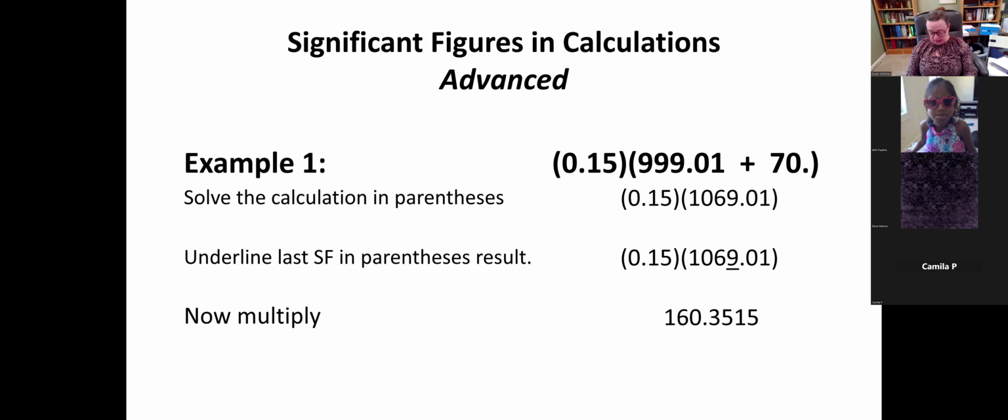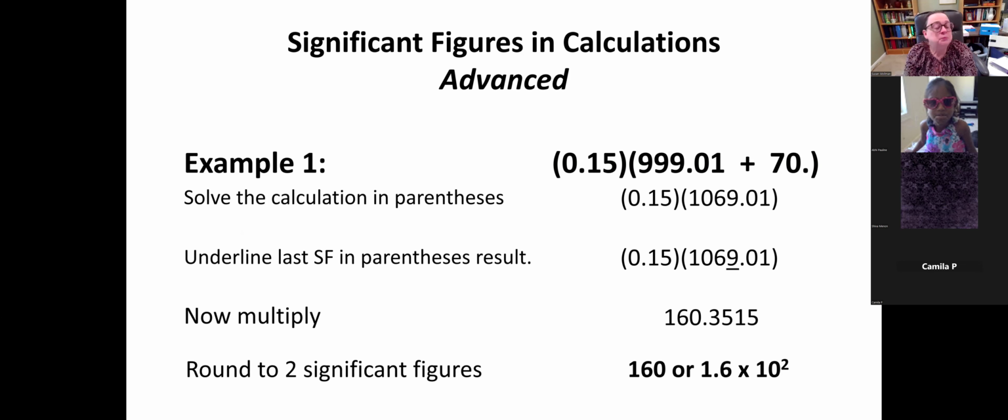So 160 is a good answer, right? You'll note there's no decimal point after that 0 in 160, right? If we put a decimal point after that 0 in 160, then we would have 3 significant figures, and that's not what we're supposed to have. So yeah, 1.6 times 10 to the positive 2 is also an acceptable answer. Completely up to you.